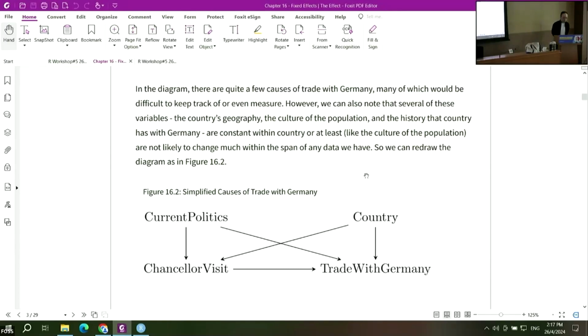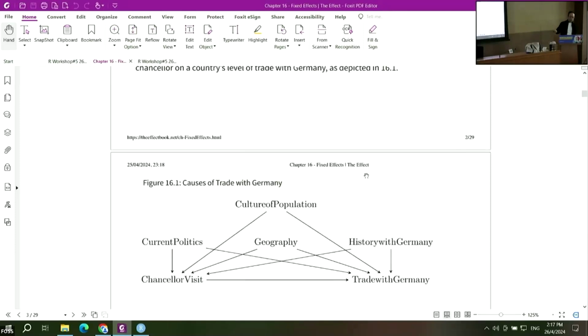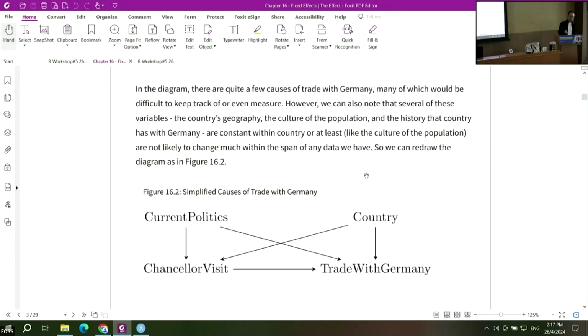Okay, however, what we can do is note that several of these variables, the country's geography, the culture and population, the history of the country with Germany, are going to be constant within country, or at least they are not likely to change much within the span of any data we have. So we can redraw the diagram from 16.1 to this one. Basically, what we're trying to do is simplify the diagram by narrowing down the causal path of factor X on factor Y. That's what we're trying to do.